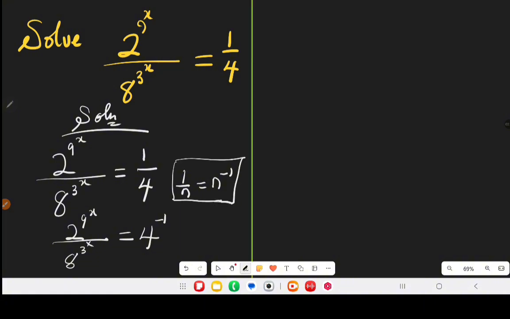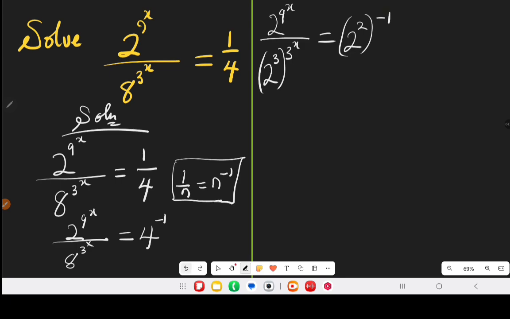We continue. We can express everything in base 2. That is to say, 2 raised to the power of 9 raised to the power of x, all over 2 raised to the power of 3 raised to the power of x, equal to 2 raised to the power of 2, raised to the power of minus 1.